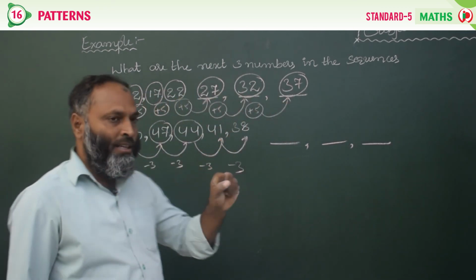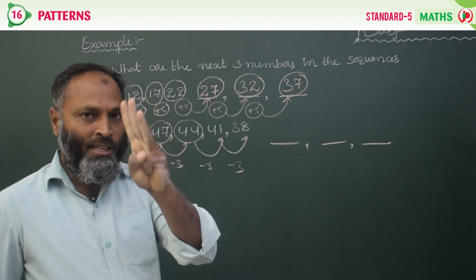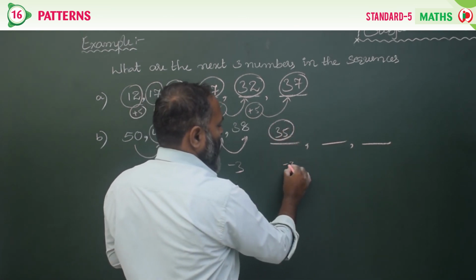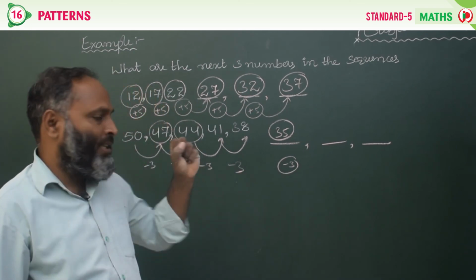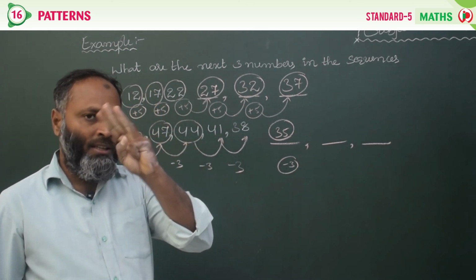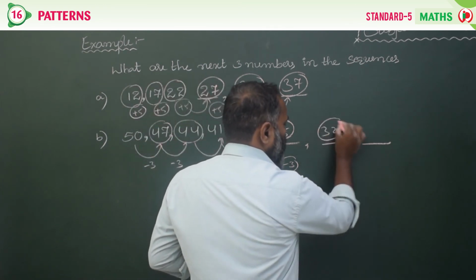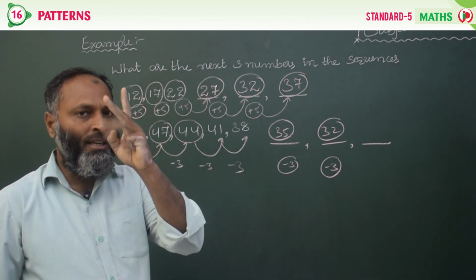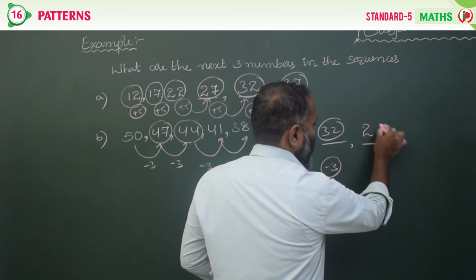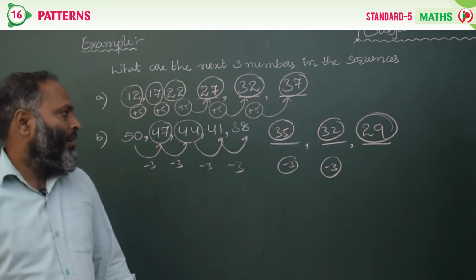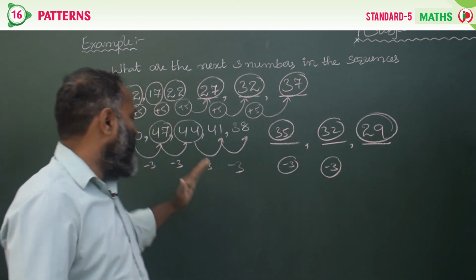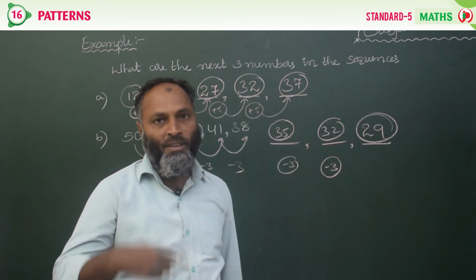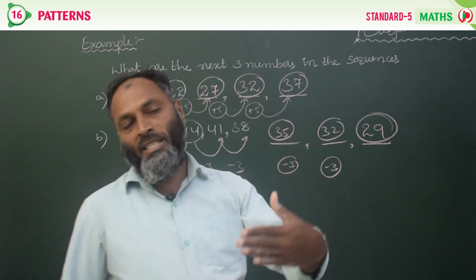Then after that again we should reduce 3. 38 minus 3: 37, 36, 35. If you reduce by 3, then you will get 35. Again if you reduce by 3, you will get the next number: 34, 33, 32. If you reduce by 3 again, you will get the next number: 31, 30, 29. So reducing means backward counting. Here reduce by minus 3, minus 3, minus 3, and you will get the next number. In the first one, adding 5 gives you the next term. So in this way, first we should think about the sequence and then write the next consecutive numbers.